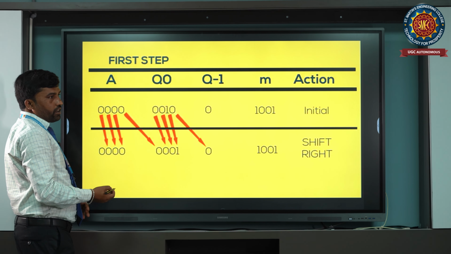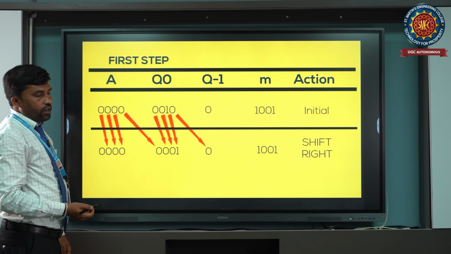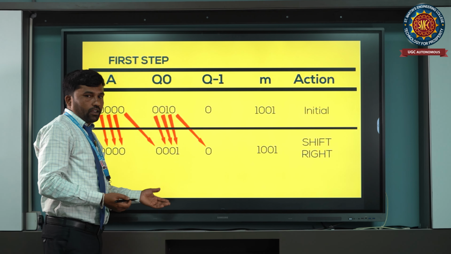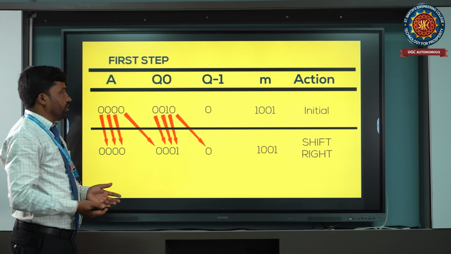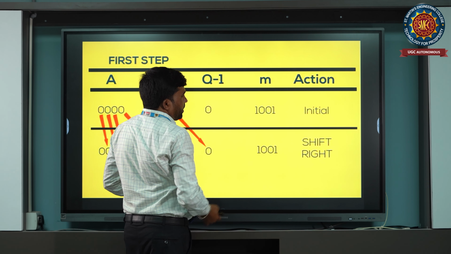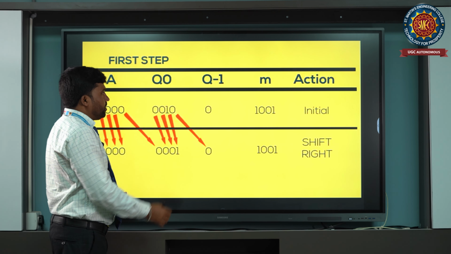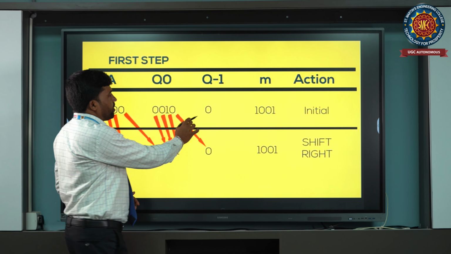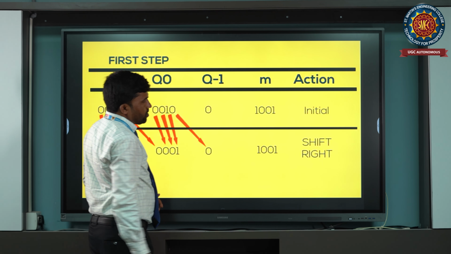What are we taking here? 2 into 9. 2 into 9 means 18, so 18 will be obtained here. What is our product? 18. Right, so 2 is stored in the Q register and 9 is stored in the M register. Right. Qn minus 1 is 0. At the initial stage Qn is equal to 0 and A is also 0.